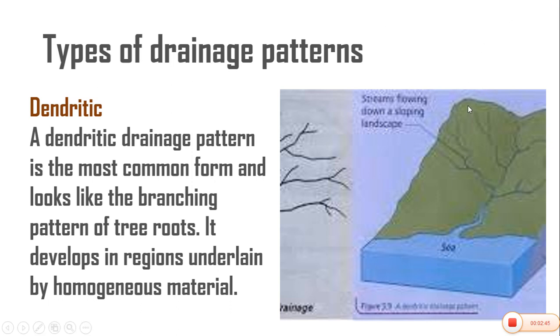It looks like the branching of the roots of a tree. Look at it, the branches. These are channels where the water is coming from and collecting here. So the dendritic drainage pattern looks like the branches of a tree.